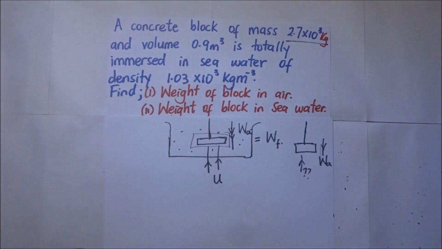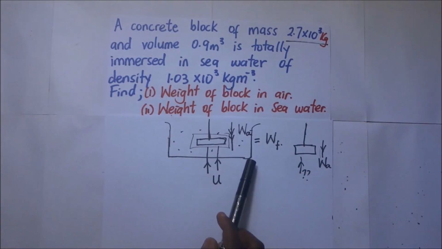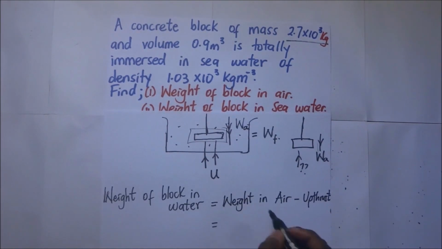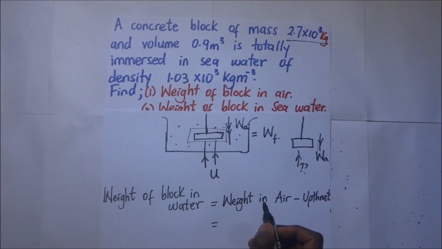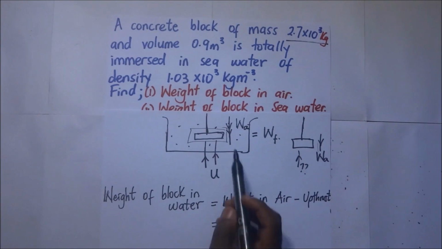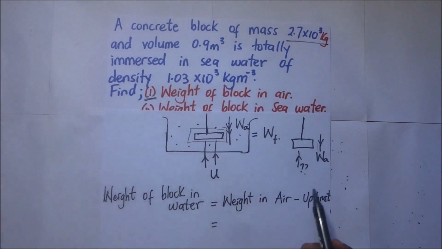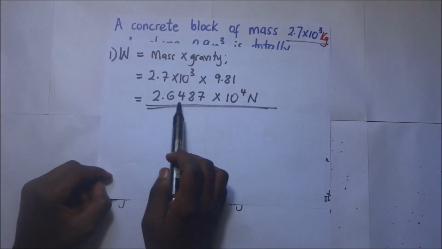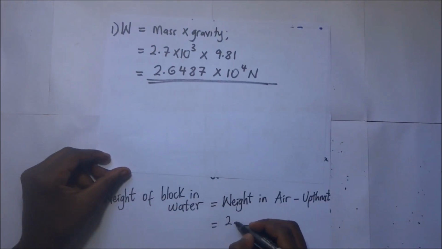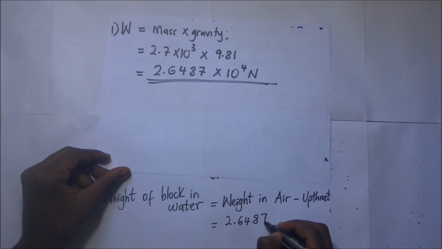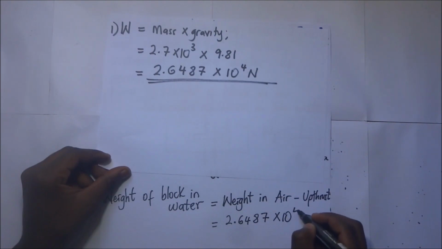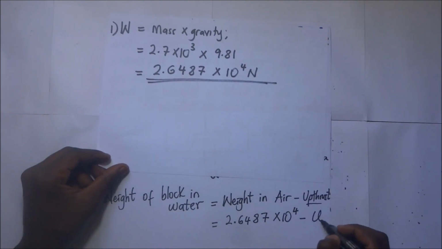So for us to get the weight of the block in water, we are going to say weight in air minus the upthrust. So what is our weight in air? We already got our weight in air in our previous calculation, Roman 1. Our weight in air, we got it as 2.6487 times 10 to the power 4, minus the upthrust.